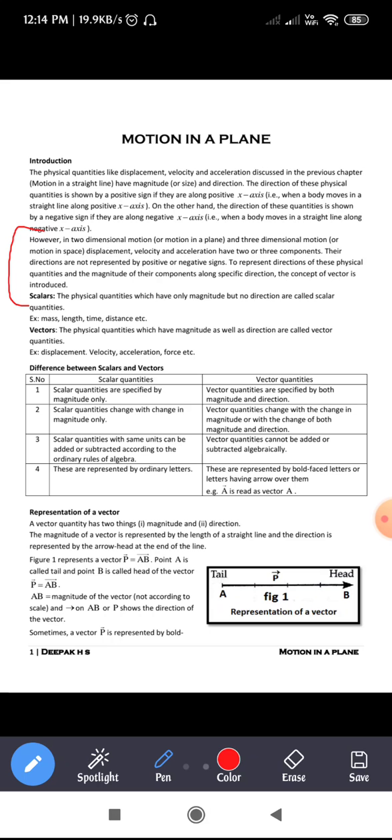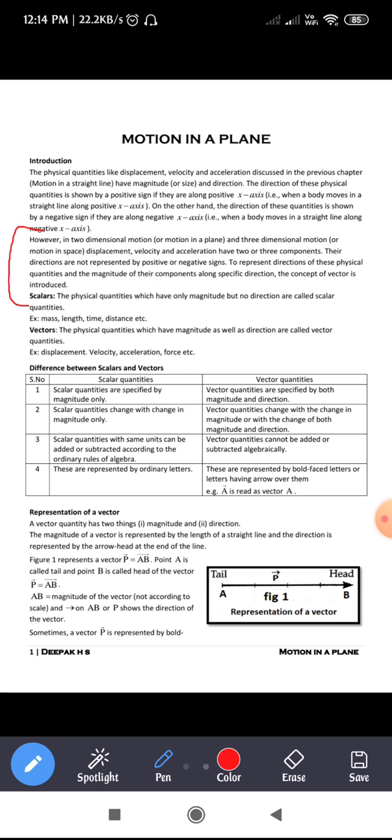Next, scalar quantities with the same units can be added or subtracted according to the ordinary rules of algebra. Suppose you are solving some numerical, and I say subtract 40 minutes minus 10 minutes. What is the answer you are going to get? You are going to say that it is 30 minutes, right? It is simple algebra, correct?